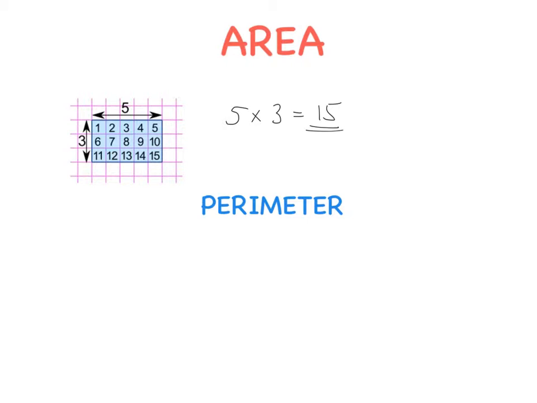If you want to find a perimeter, we need to know what it is. Perimeter is the sum of the length of all sides. Here we have 5, here we have 3, so we need to add all of them, not only 5 and 3, but all around. Perimeter is all around. So we have 5 plus 3 plus 5 plus 3, and it's 16. So area is 15, perimeter is 16. Area is everything inside, perimeter is all around.